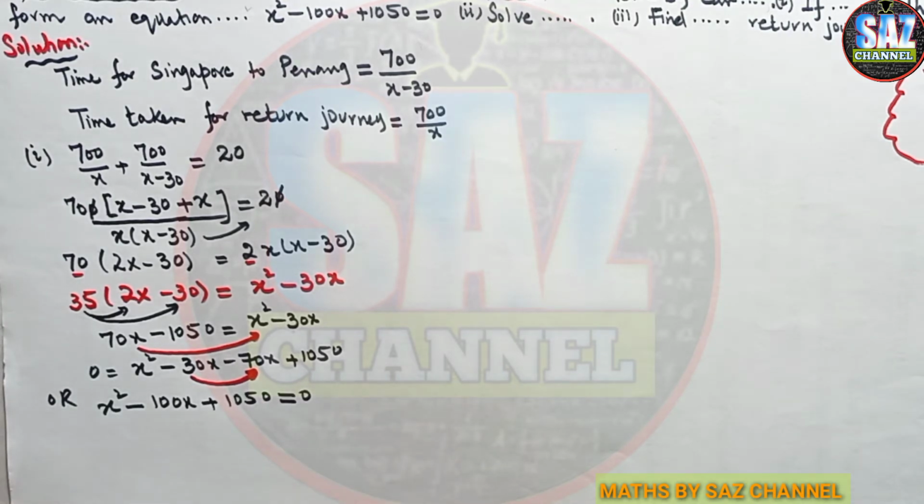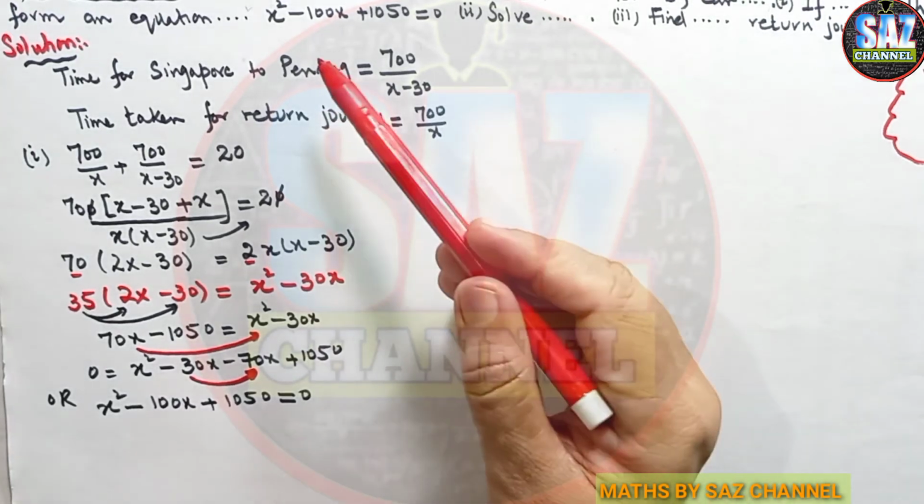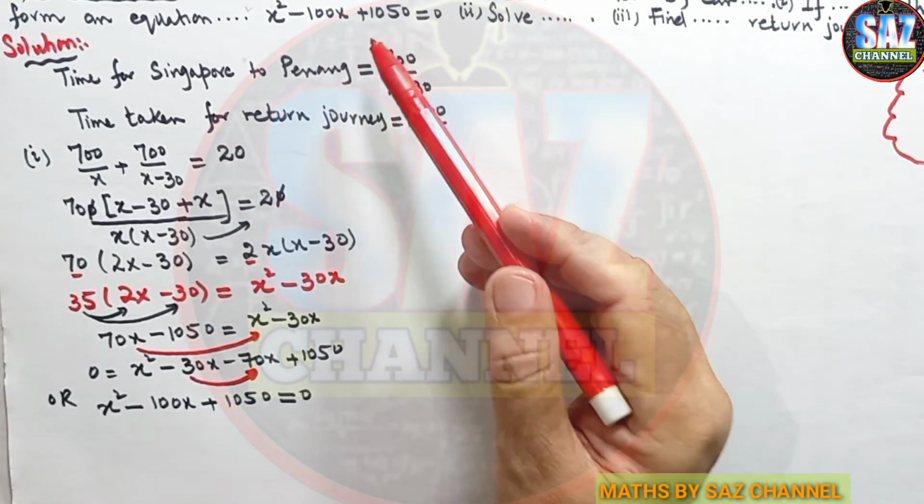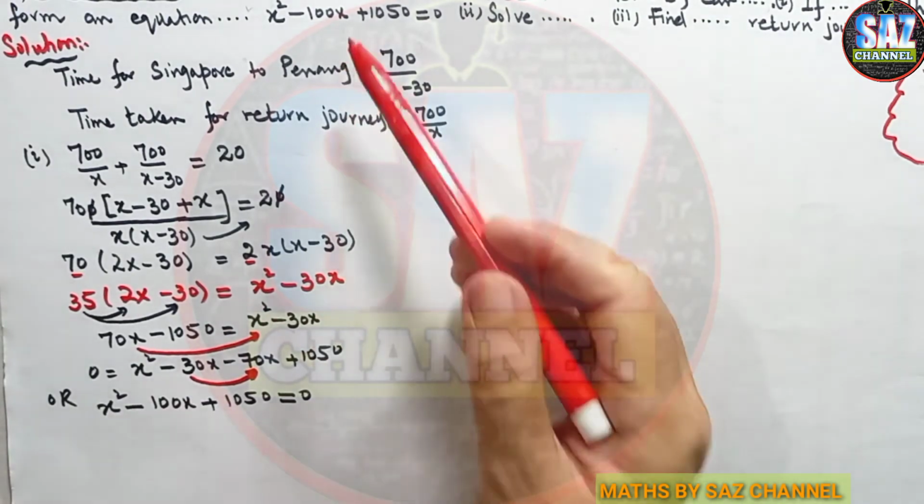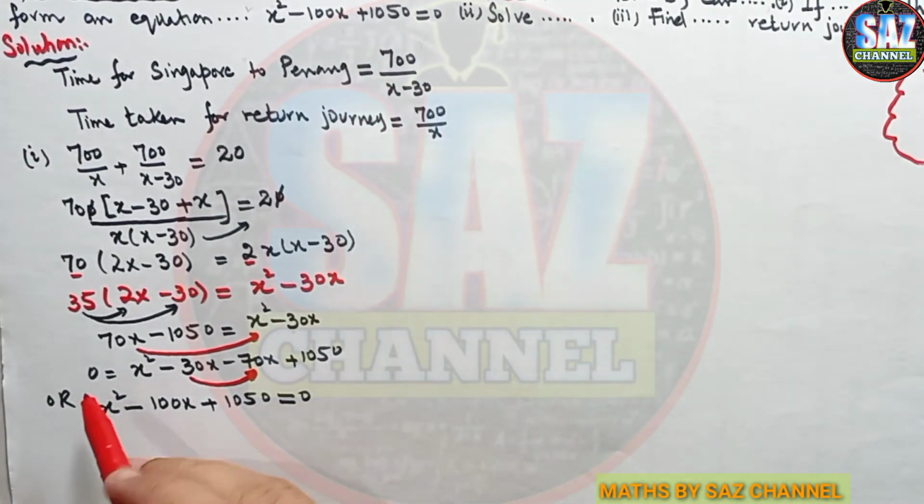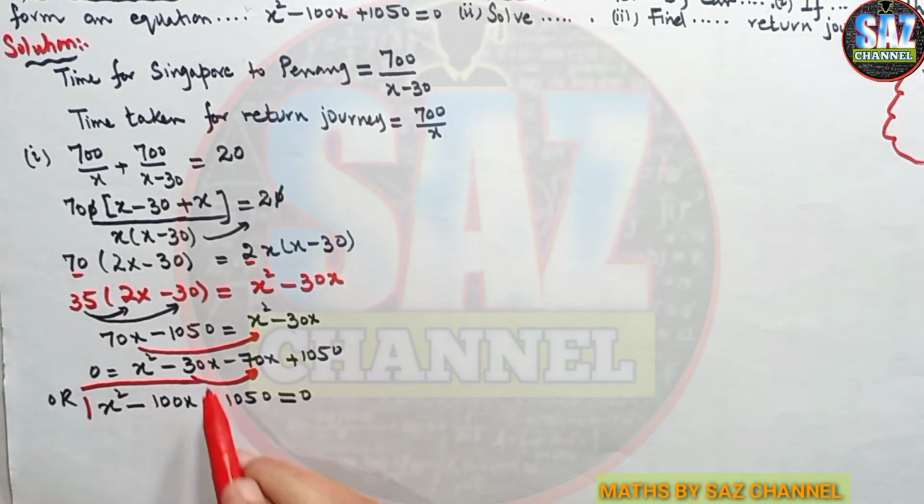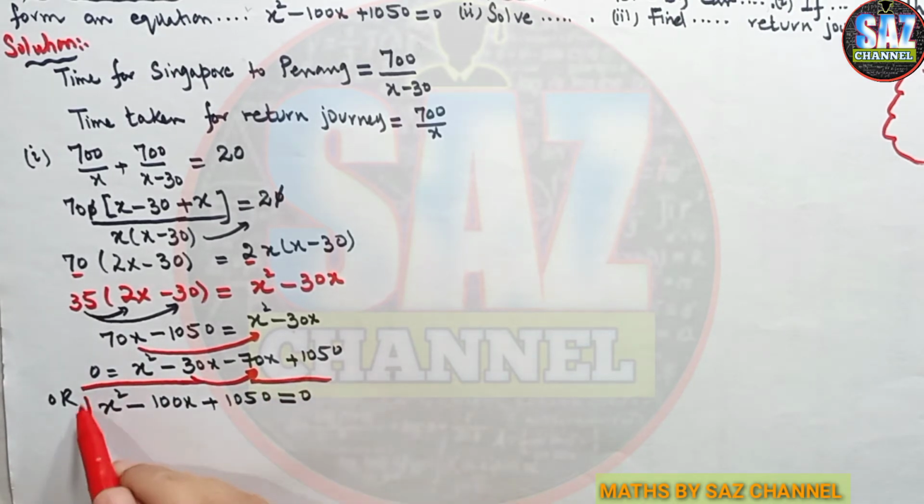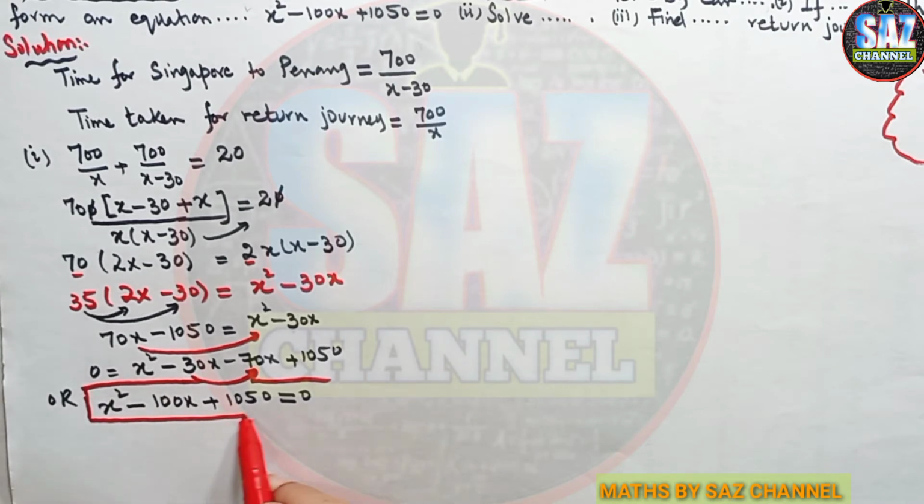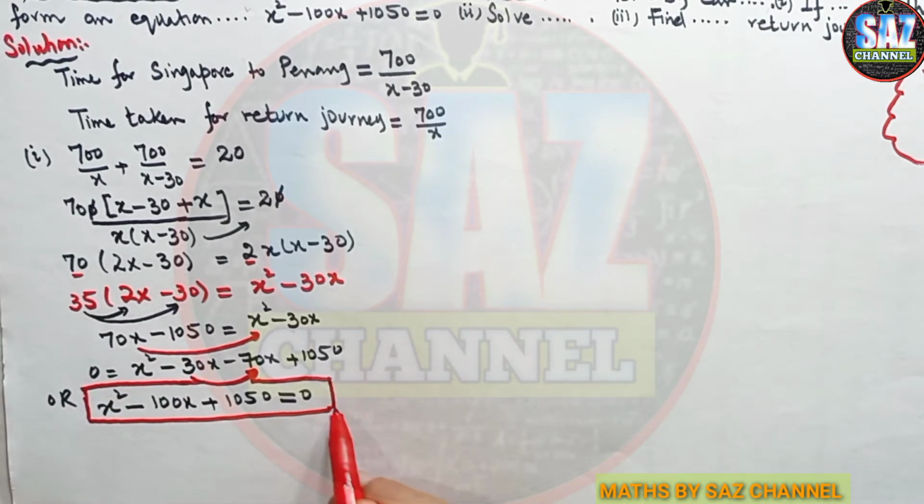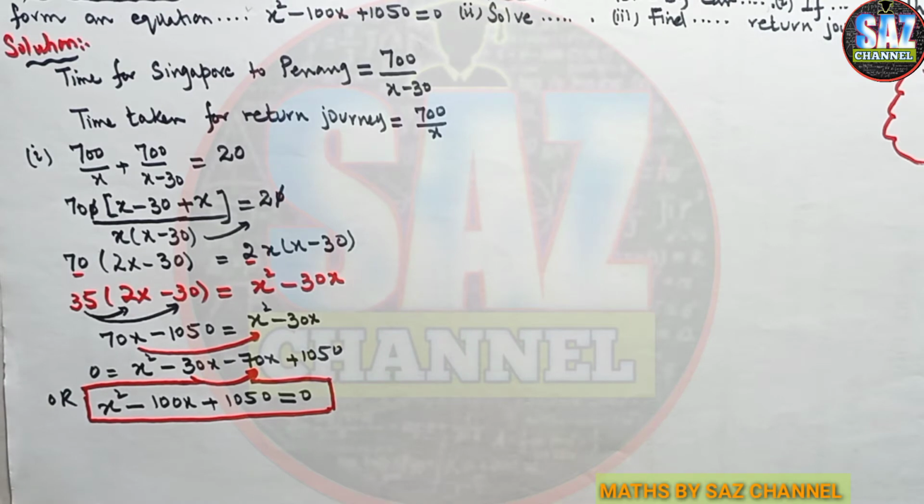And if we look at the question, it was saying show that the equation reduces to x square minus 100x plus 1050. Our equation is similar to the equation given in the question. It means it's the required equation. After reaching this point, you must match your equation with the given equation in the question, and if there is any problem, you can recheck your working. I hope you are clear about this question.